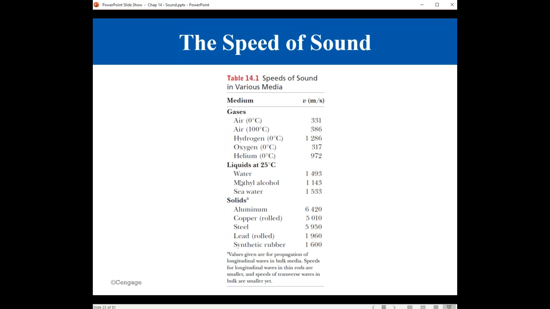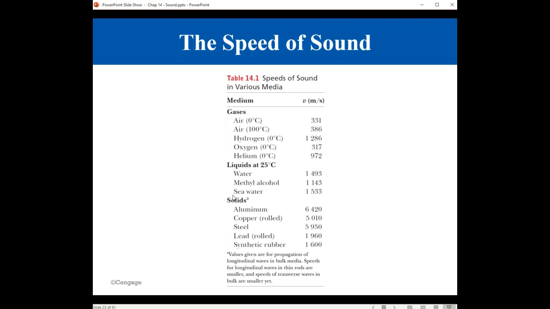For liquids, just to get an idea, in water it is 1493 meters per second. For seawater, it is 1533 meters per second. To complete the picture, for solids, the speed of sound is much higher than that for liquids or for gases. In aluminum, it is 6,420 meters per second. For steel, 5,950 meters per second.